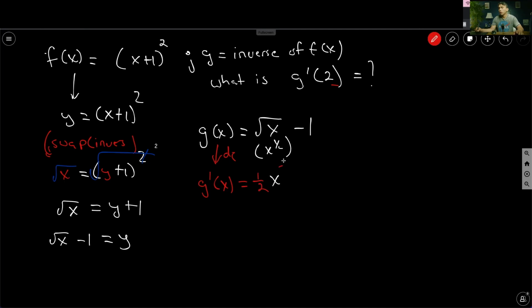So this becomes negative 1/2. And the derivative of the minus 1 is a constant, so it goes away. So that we're left with this. Let's clean this up a little bit.